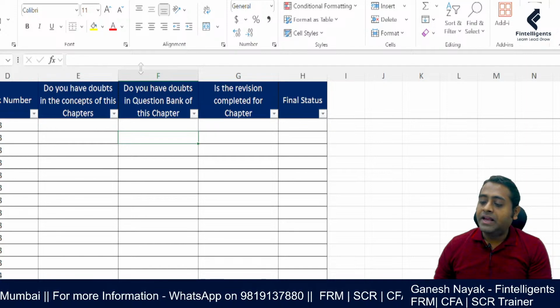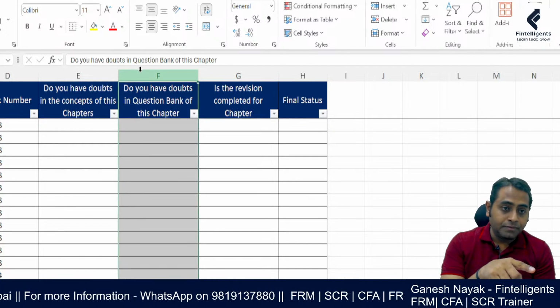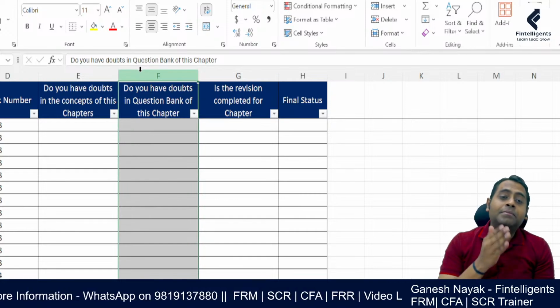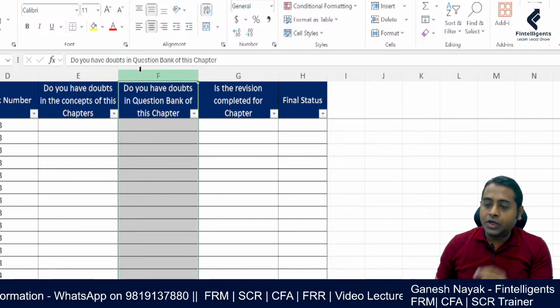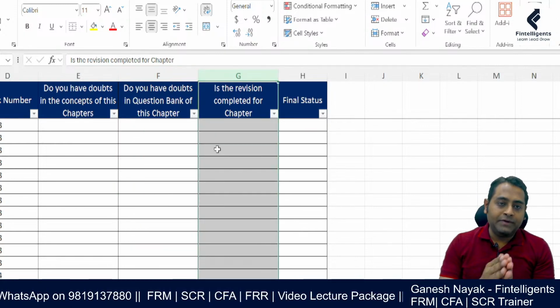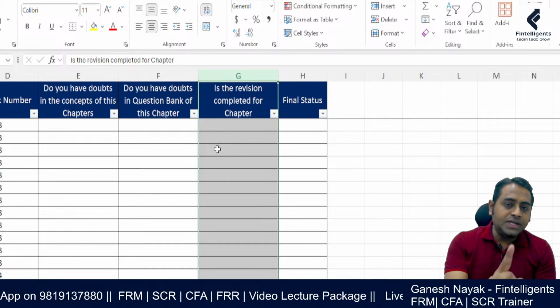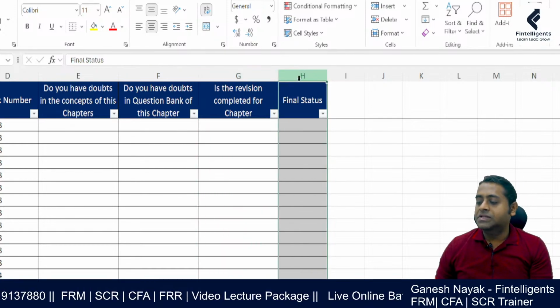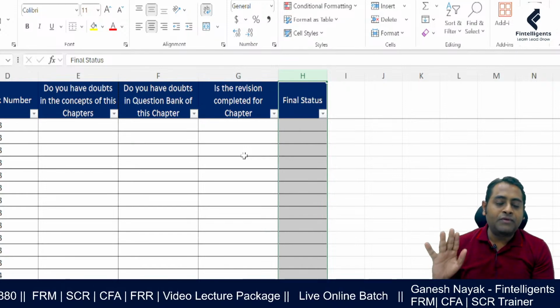Next question would be, when I was solving the chapter wise questions, did I face any problem in the questions of those chapters? So you can make a note of that. And finally, is my revision completed? When you're doing it for the first time, is my first revision completed for that chapter properly? And then what is the final status? Is everything okay for that chapter or not?